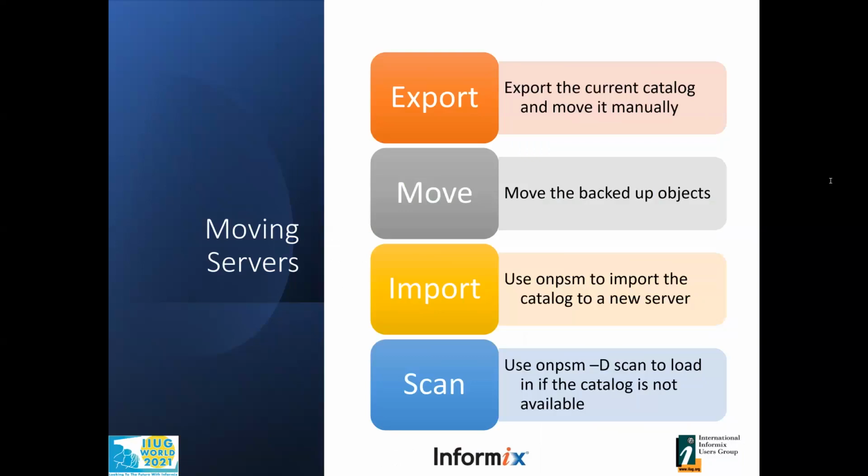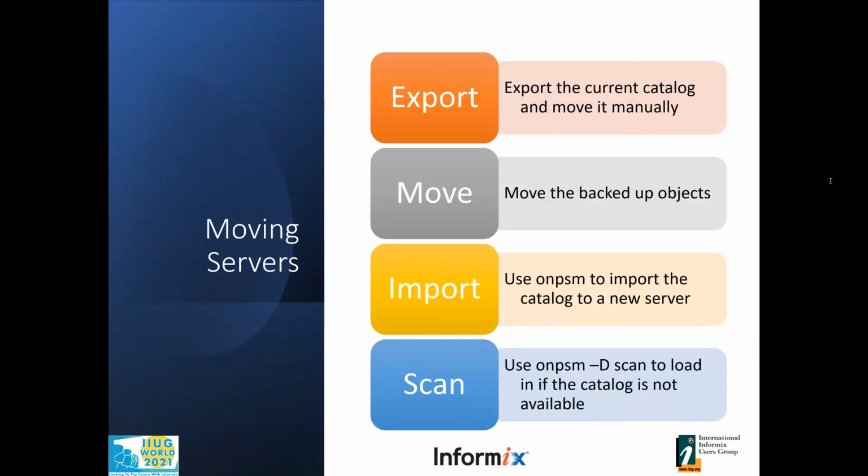So we're going to move servers. How do we do it? And this is either we're moving the server or we're doing a restore on a server because something went wrong. The first one is export the catalog and move it manually. So maybe you've done a backup of the catalog itself. You're bringing it back to the system, you're rebuilding a system from scratch, something melted down, you need to start back over, or you're moving to a new system.